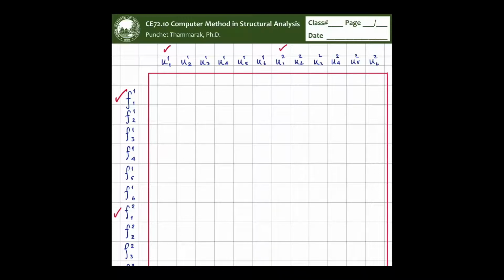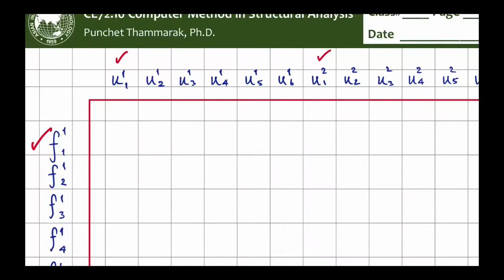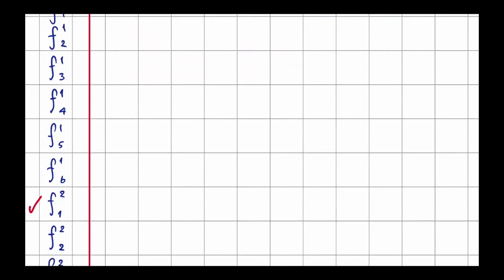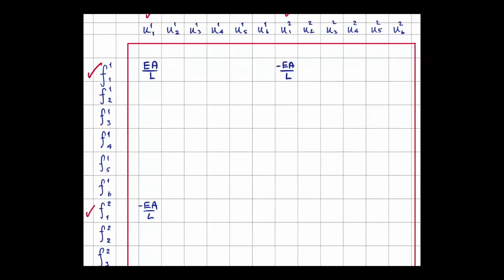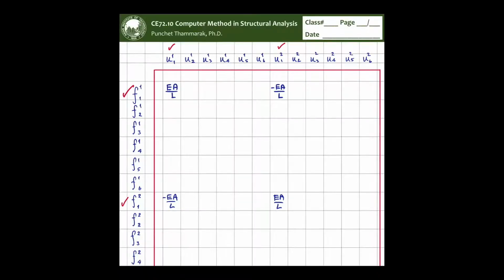So your stiffness will be EA over L and minus EA over L, minus EA over L and EA over L. That's it. Now, we are talking about axial force. Axial force is not affected by the rotations, the transverse displacements, or the other rotations; they have nothing to do with it.